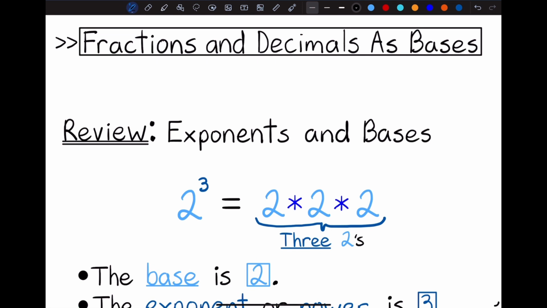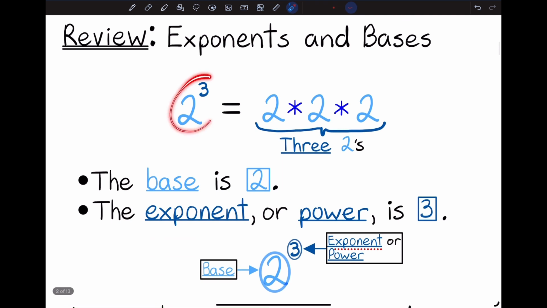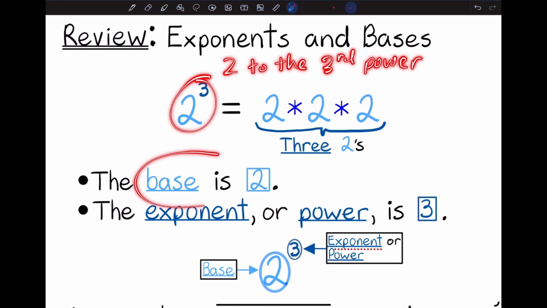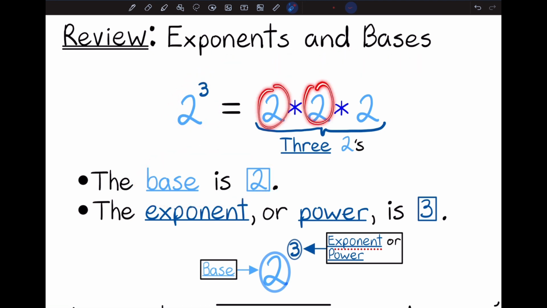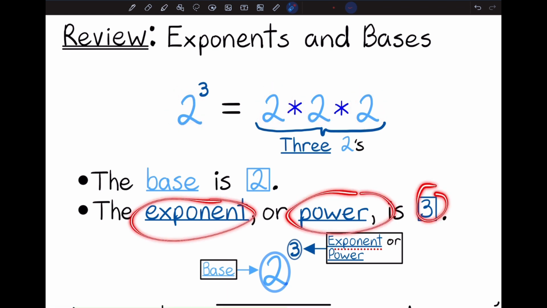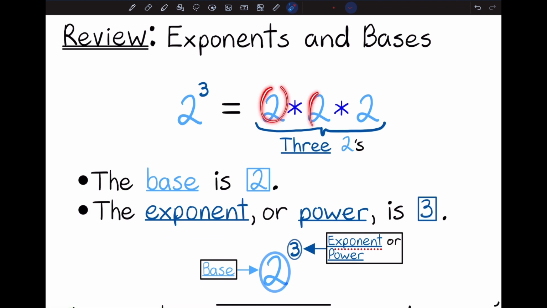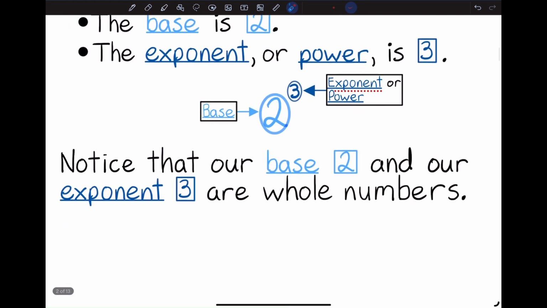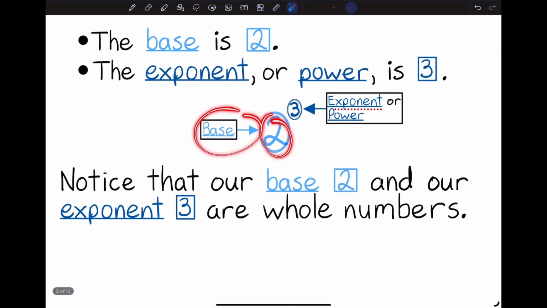Let's review exponential expressions. So in the previous videos, we've gone over this example of 2 to the third power. So the base is 2 because that is the number we're multiplying repeatedly. And the exponent or power is 3 because that tells us the amount of 2's we're multiplying together. And here we have 3 2's right here. And so we have it labeled here. The base is 2 and the exponent or power is 3.